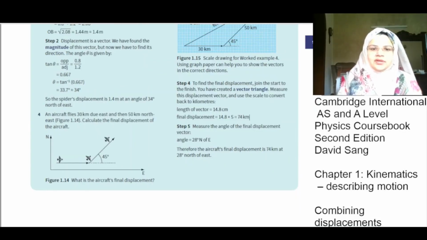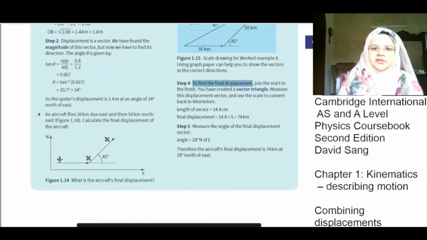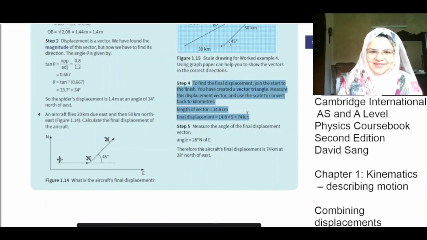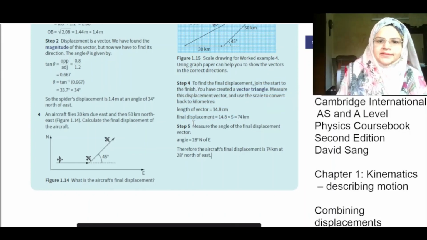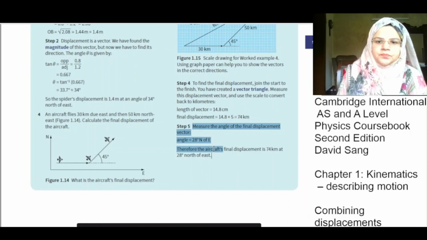Step 4. To find the final displacement, join the start to the finish. You have created a vector triangle. Measure this displacement vector and use the scale to convert back to kilometers. Length of vector is equal to 14.8 centimeters. Final displacement is equal to 14.8 times 5, which is equal to 74 kilometers. Step 5. Measure the angle of the final displacement vector. Angle is equal to 28 degrees north of east. Therefore, the aircraft's final displacement is 74 kilometers at 28 degrees north of east.